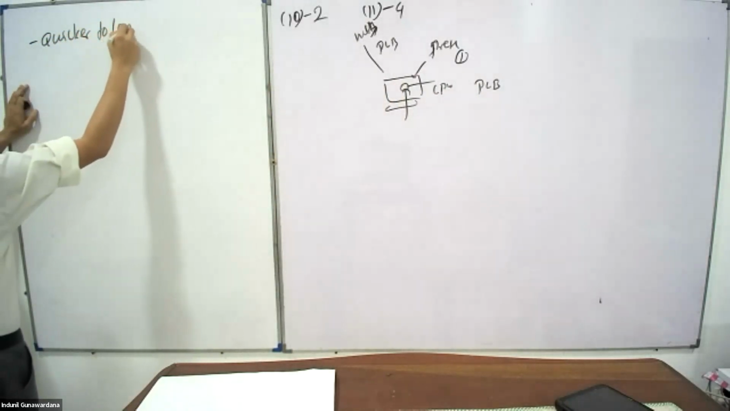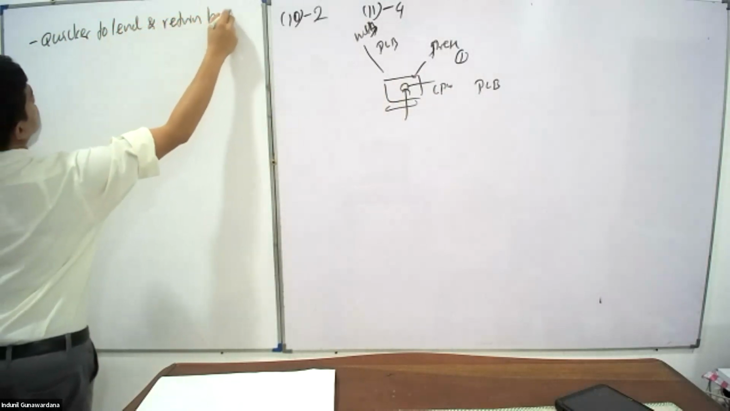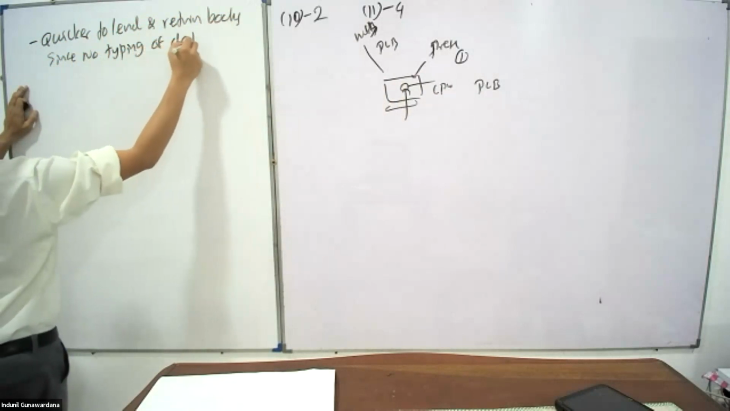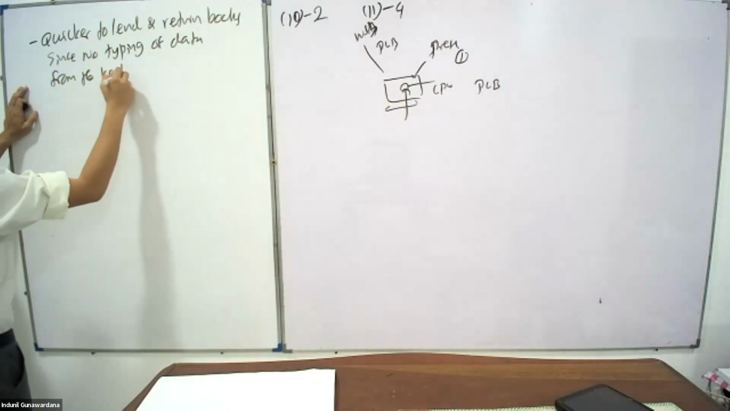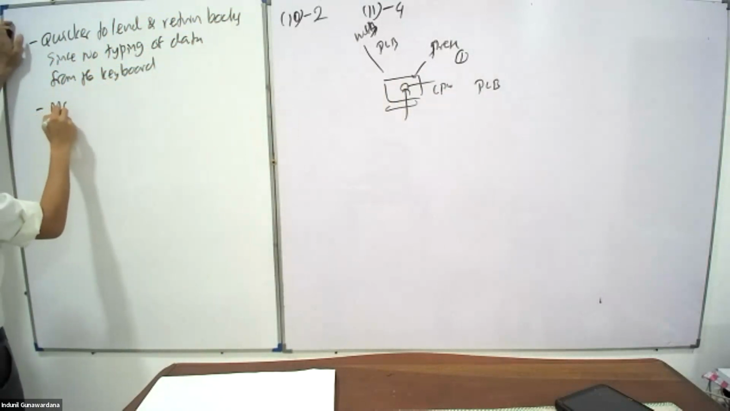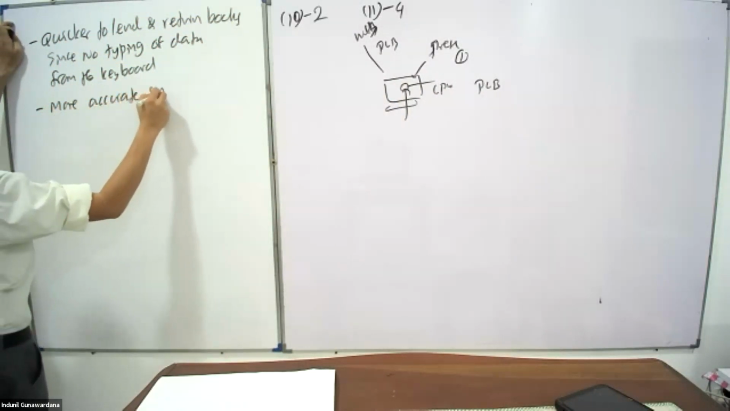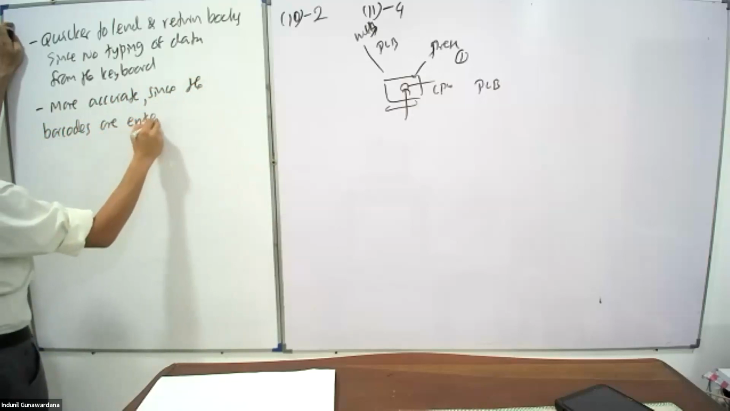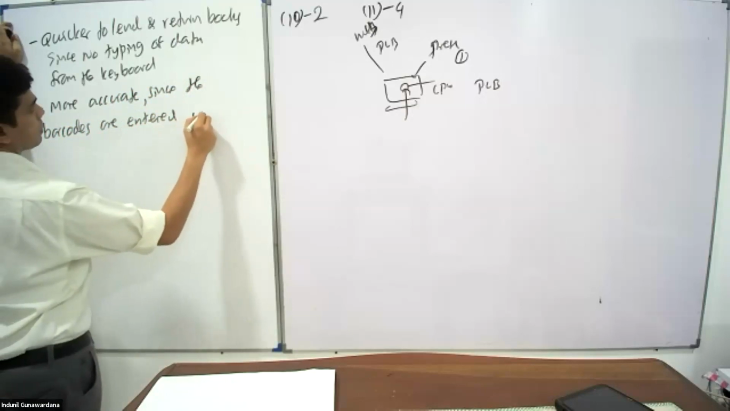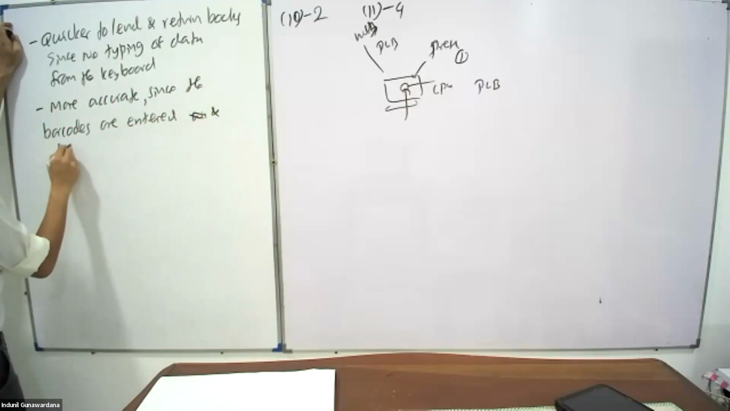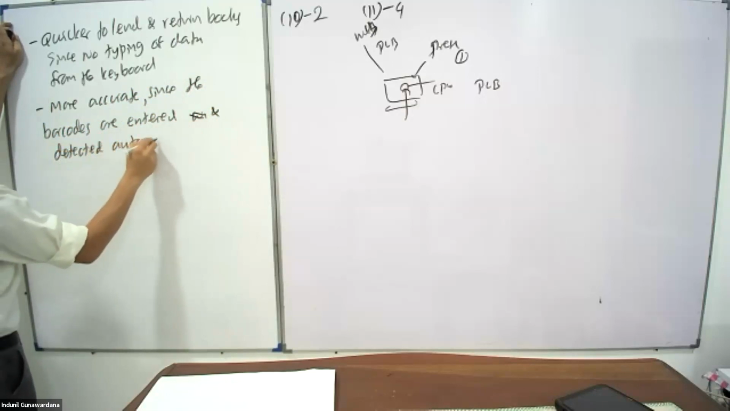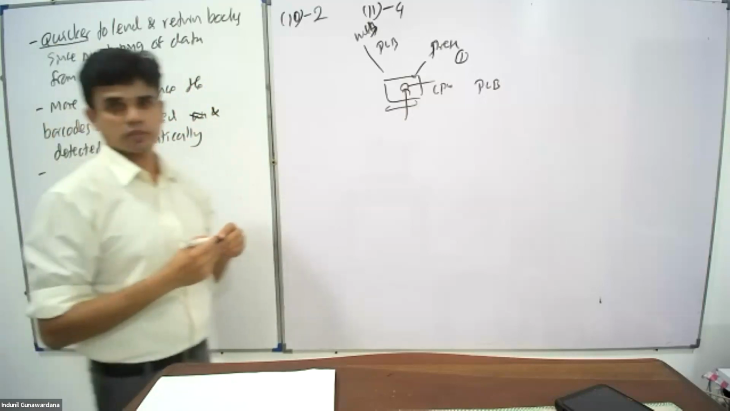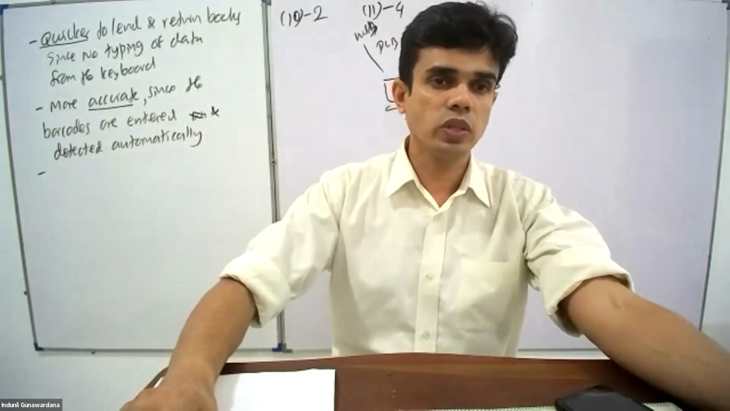quicker to lend and return books since there is no typing of data from the keyboard. That's one reason. The other one is more accurate, since the barcodes are entered and detected automatically. So accurate and faster are the reasons. Since it is there in the question, I just add that into this part.